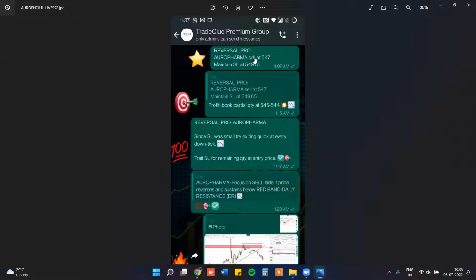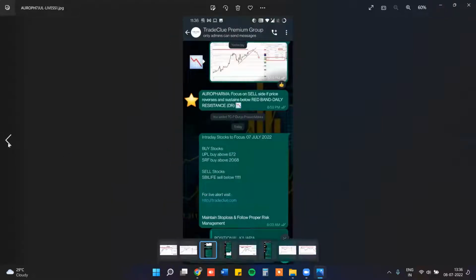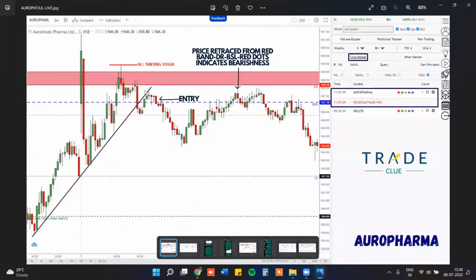If the market is giving you 2.65 from here on, so if I'm selling at 547, 547 was here, 549.65 was here. Even if it goes this much in favor, this is a risk reward of 1:1.5. So that is done for the day. Even if you say this is a small move, if you are position sizing it correctly, it will be a good profit at your end as well.